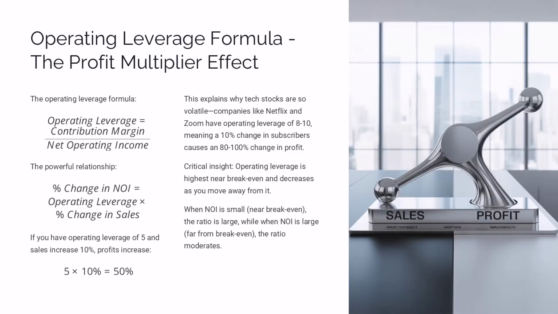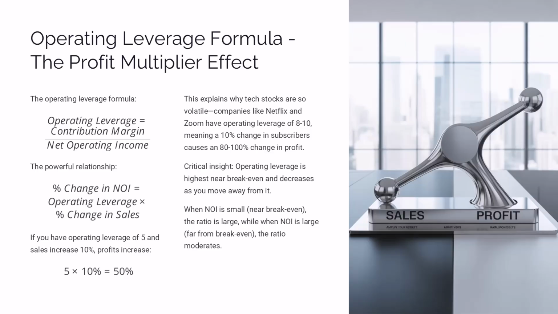Operating leverage formula, the profit multiplier effect. Operating leverage is the secret weapon that explains why some companies' stocks explode 1,000% during growth periods while others barely move. And understanding this concept is literally what separates hedge fund managers making millions from analysts making thousands.